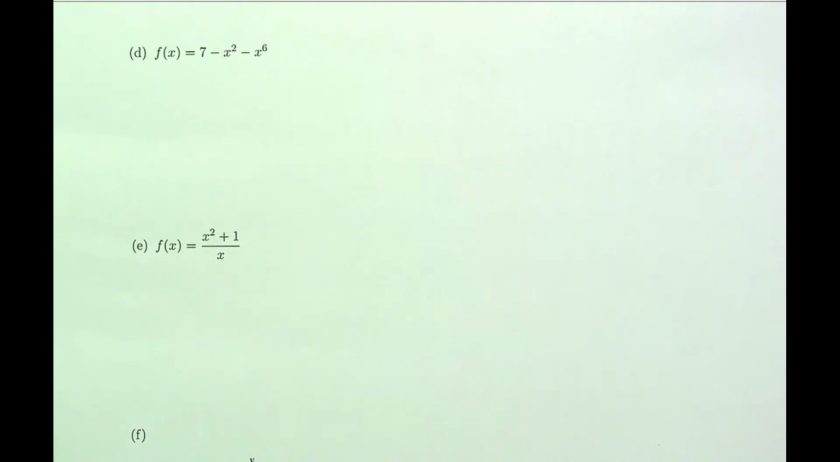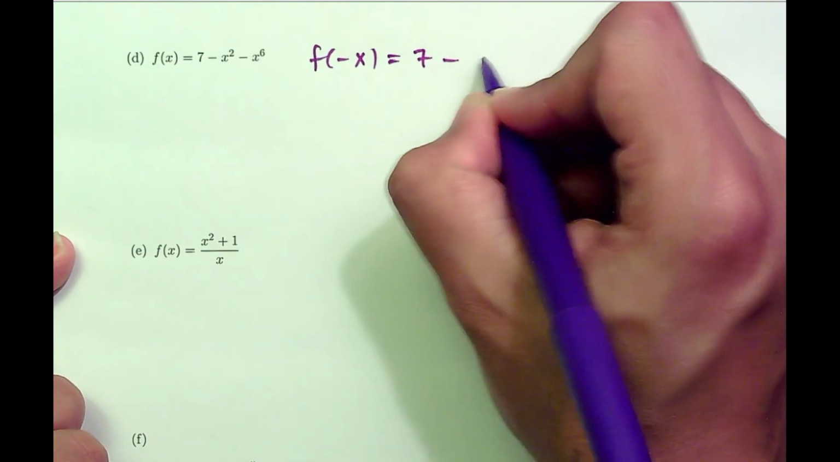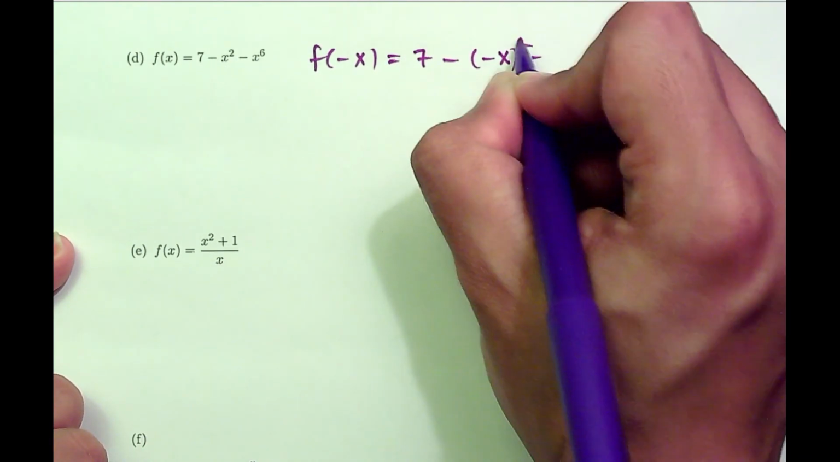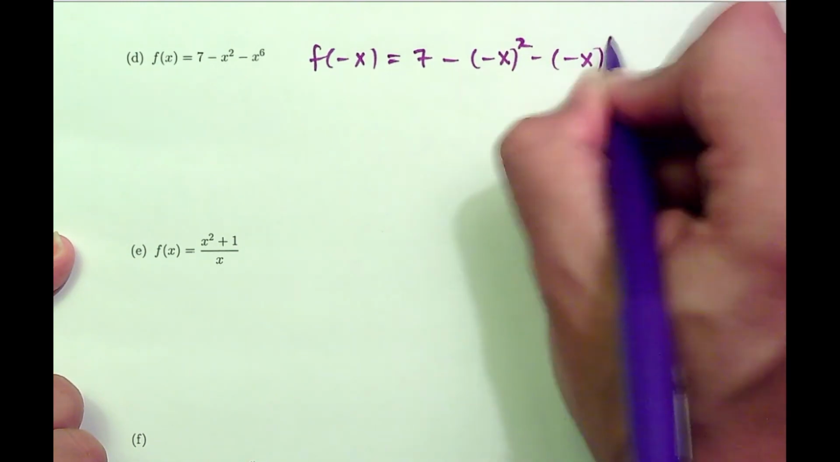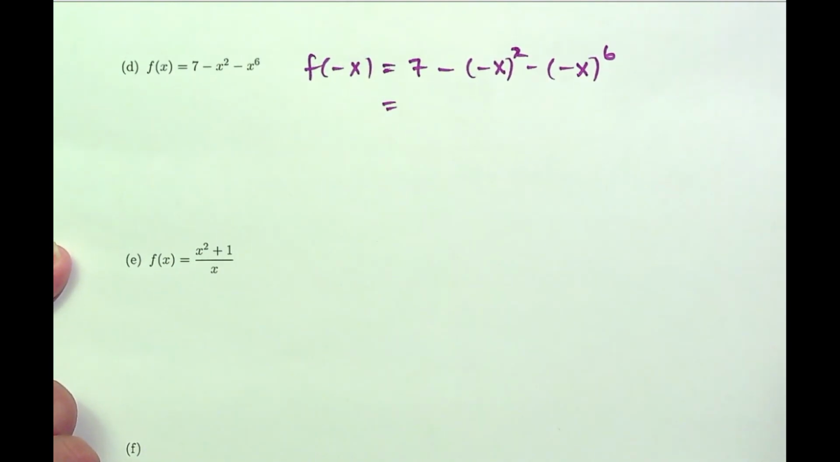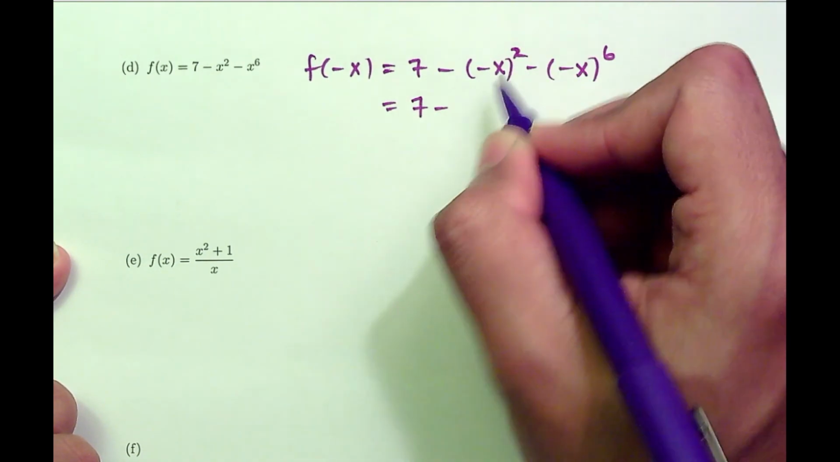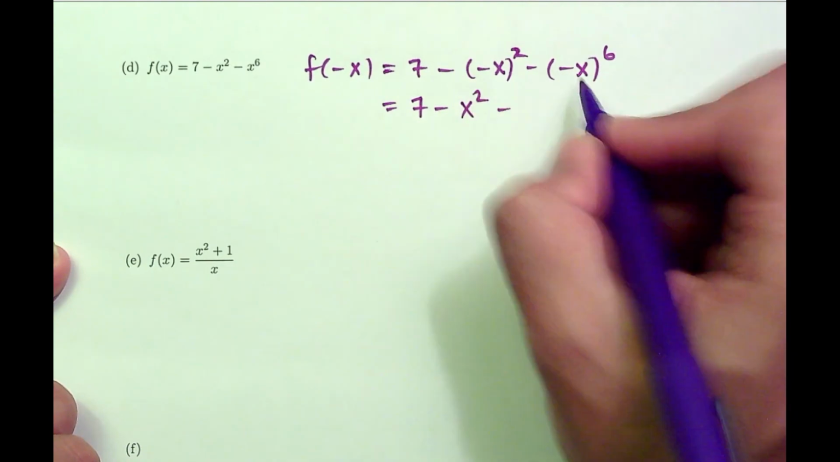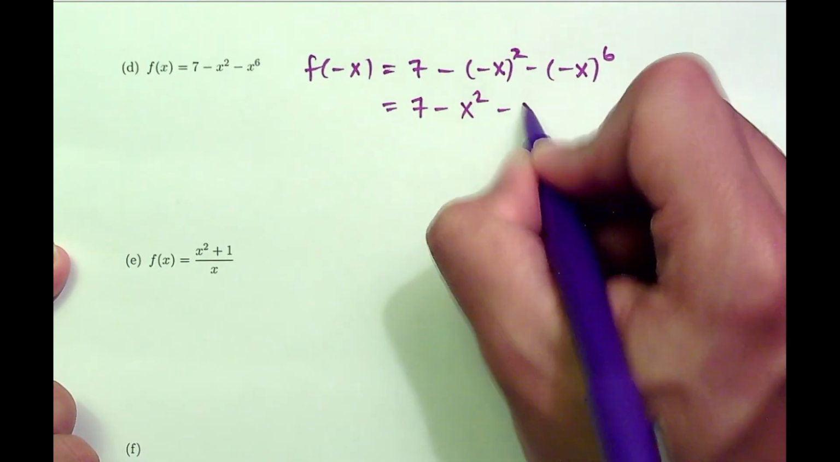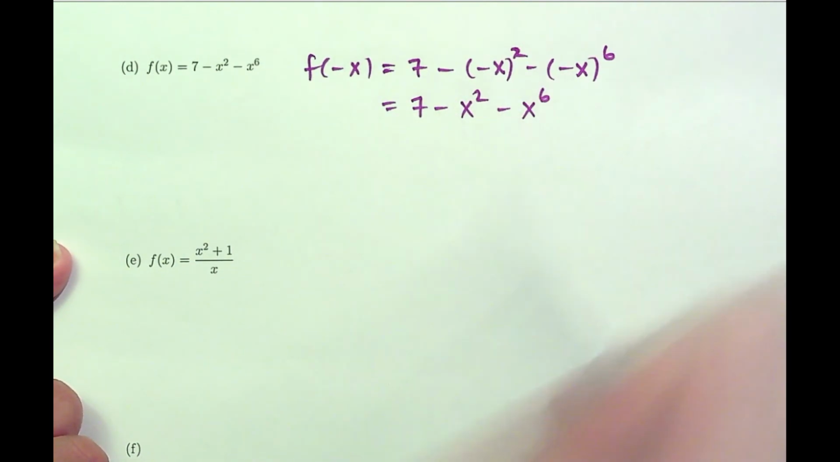Okay, let's try this one. Plug in negative x and let's simplify as much as we can. This is 7 minus negative x squared minus negative x to the 6th. Okay, this is raised to an even power, so this is going to be just x squared. This is raised to an even power, so it's also going to be x to the 6th, and those minuses are the ones that were already there to begin with.